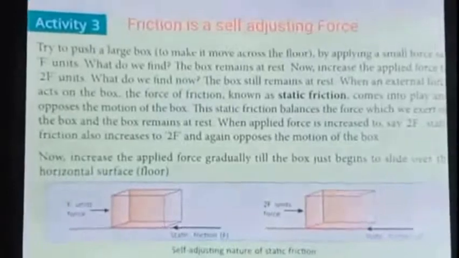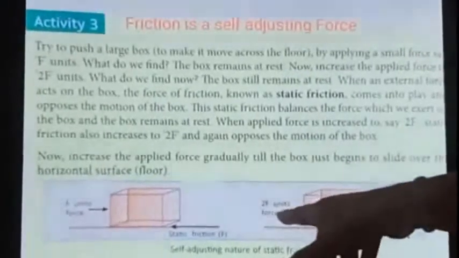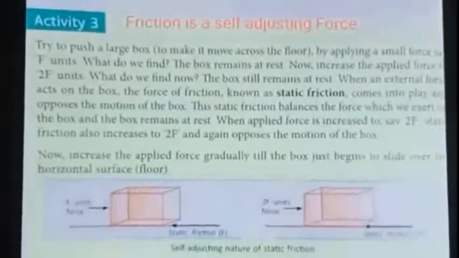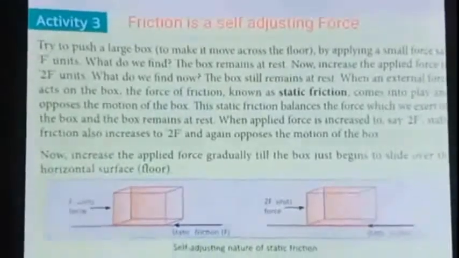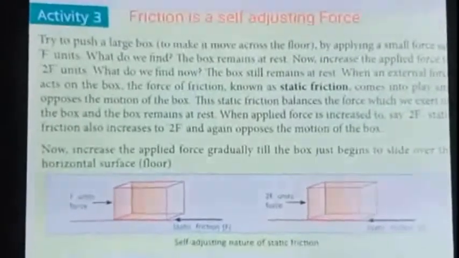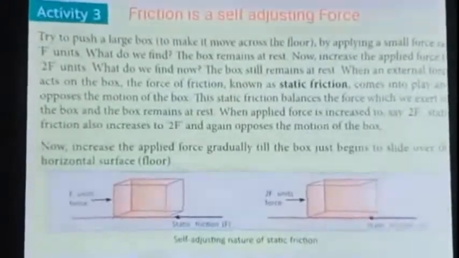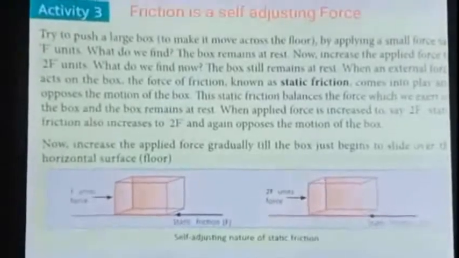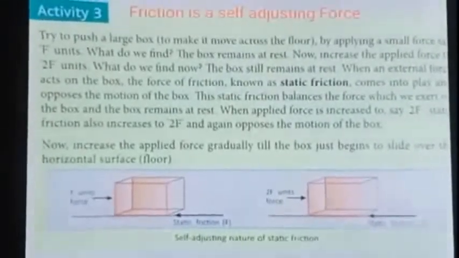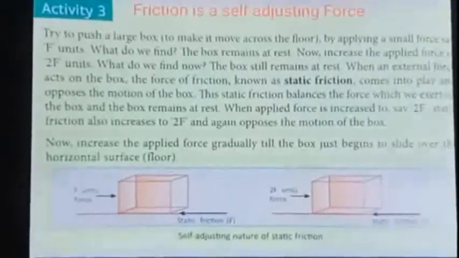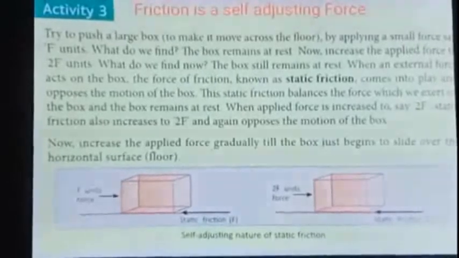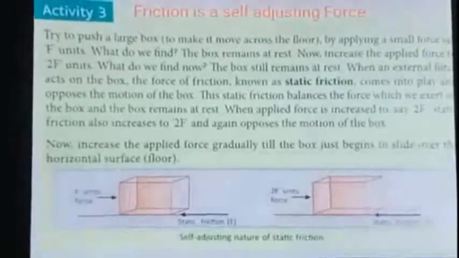When the force increases beyond this limit, the box just starts to move. This maximum value of static friction is called limiting friction, at which the box just starts to move. After it, the box is sliding over the surface of the floor. That is called sliding friction. Now we define all these frictions one by one.